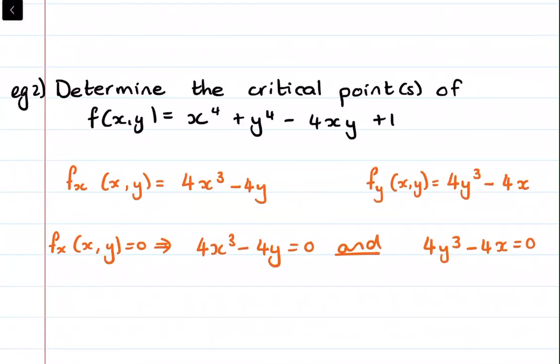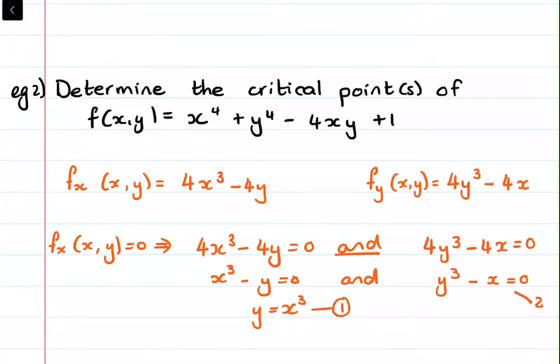Okay, so I'm going to solve for one of them. This one I'm going to divide throughout by 4, and I get x cubed minus y is equal to 0. And this side I have y cubed minus x is equal to 0. Then this is the same as y is equal to x cubed. I'm going to call it equation 1, and I will call that one equation 2. So now we have to solve simultaneously and find the values of x and y. Those values of x and y will be giving us the critical values.